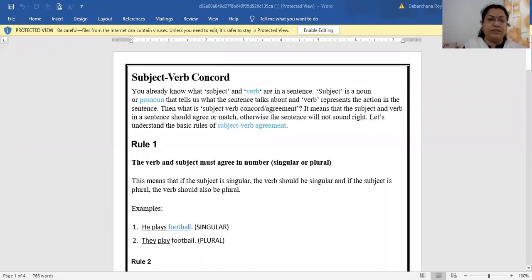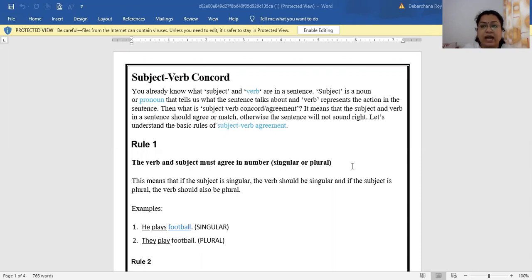So here we are. We have discussed already about subject verb concord. Let me show you all. I will repeat it once and then move ahead. What do we mean by subject verb concord? You already know that a subject and a verb are in a sentence. Okay, children? Subject is a noun or a pronoun that tells us what the sentence talks about, and a verb represents the action in the sentence. Then what is subject verb concord or agreement?